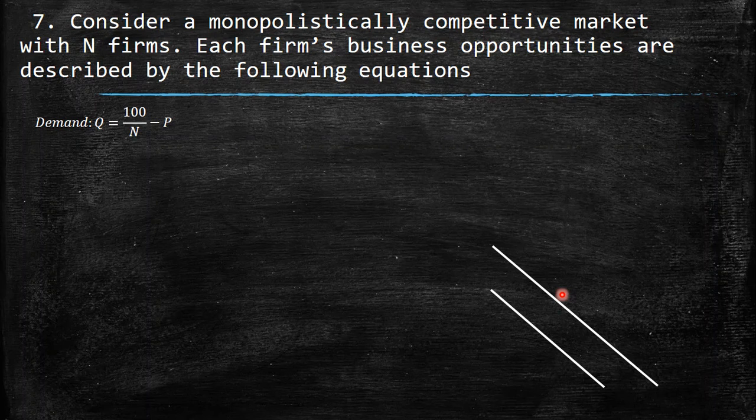Sorry, the demand actually, because how we usually represent it is the inverse demand, meaning the price in terms of Q. But this is the original way of representing demand, which is kind of strange because we represent the Cartesian plane in a different way. Whatever, here the quantity is equal to 100 over n minus p.